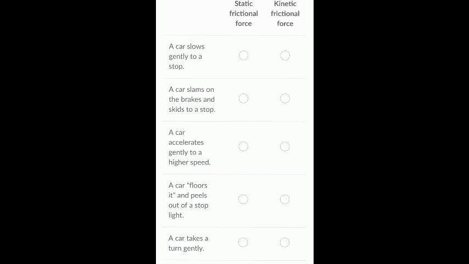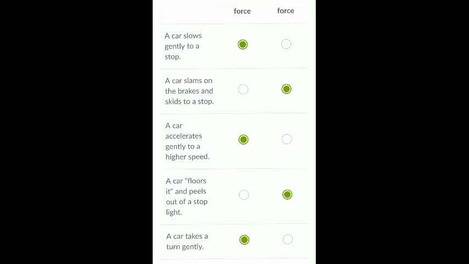This is the correct answer. The static force acts for a car to slow down, to accelerate gently to a higher speed, and to turn gently, whereas it is the kinetic force that acts when a car brakes and skids to a stop, and when it floors it and peels out of a stoplight. Let us see. If a car's tires are working the way they should, that is, rolling without slipping, it's the grippy force of static friction that is acting on the tire. So if it is rolling without slipping, it is because of static friction.